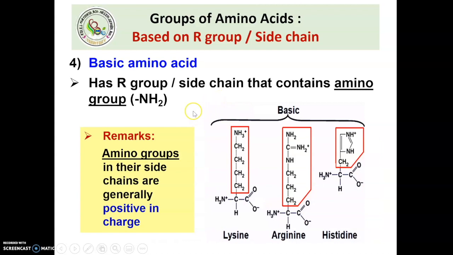And the last one, basic amino acid. It has the R group or side chain that contains an amino group. There is an NH2. So this is the example of the basic amino acid: lysine, arginine, histidine. These amino acids in their side chain are generally positive in charge. So remember, basic amino acids are a group that is positive in charge, while the acidic ones are negative in charge. That's all for today.